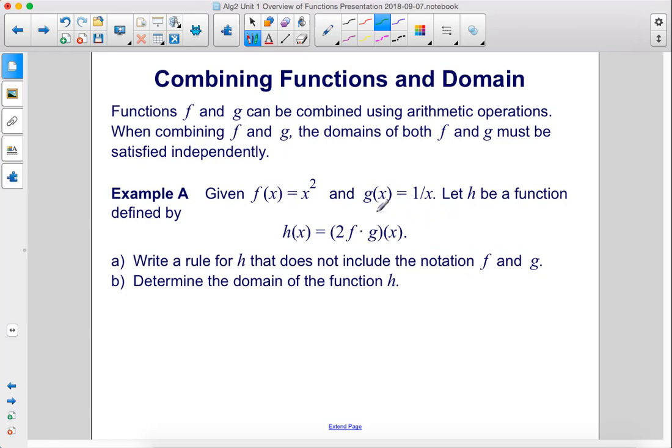a function defined by h of x equals 2 times f times g of x. Write a rule for h that does not include the notation f and g. Determine the domain of the function h.